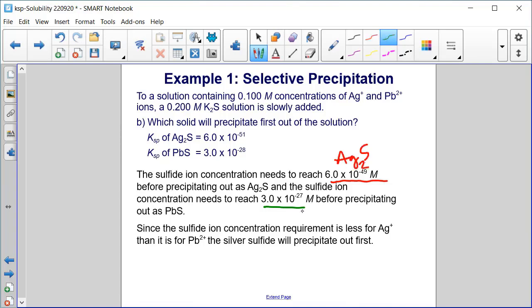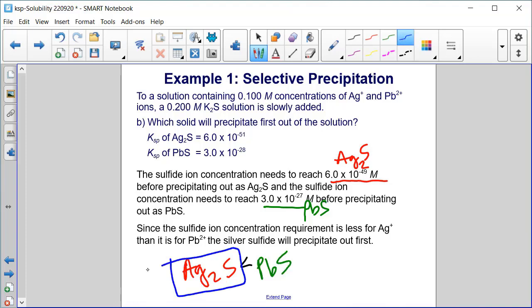And this is for the lead sulfide. So we can see here that the silver sulfide has less of a silver concentration need than the lead sulfide. And so what that means is that we'll reach that concentration first in our addition of potassium sulfide. And the silver sulfide will precipitate out first. And if you look at how much bigger the difference in concentration is here, what we're trying to get to happen is for all of the silver sulfide to precipitate first, leaving behind only lead sulfide in the solution.